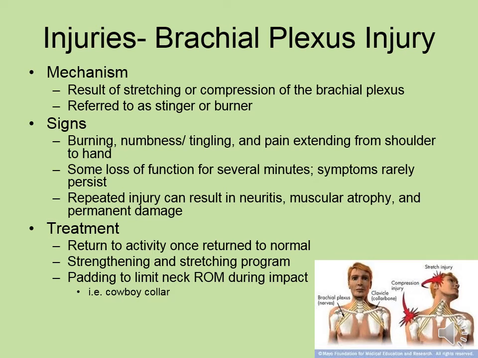Another type of injury we can come across with the neck is a brachial plexus injury. So remember we talked about the plexus being the plexi, we have more than one, being a group of nerves that comes out of the spine and then meets in one spot, so that's the plexus. The brachial plexus happens to come out kind of to the side of the neck, almost towards the shoulder. And we can have an injury here as a result of stretching or compression.